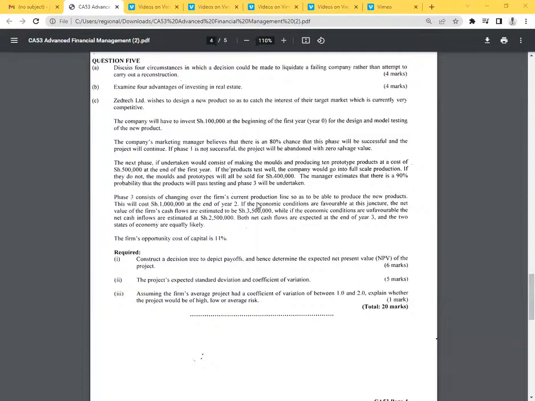the economic conditions are favorable at this juncture, the net value of the firm's cash flows are estimated to be 3.5. While if the economic conditions are unfavorable, the net cash inflows are estimated at 2.5 million. Both net cash flows are expected at the end of year 3, and the 2 states of the economy are equally likely.